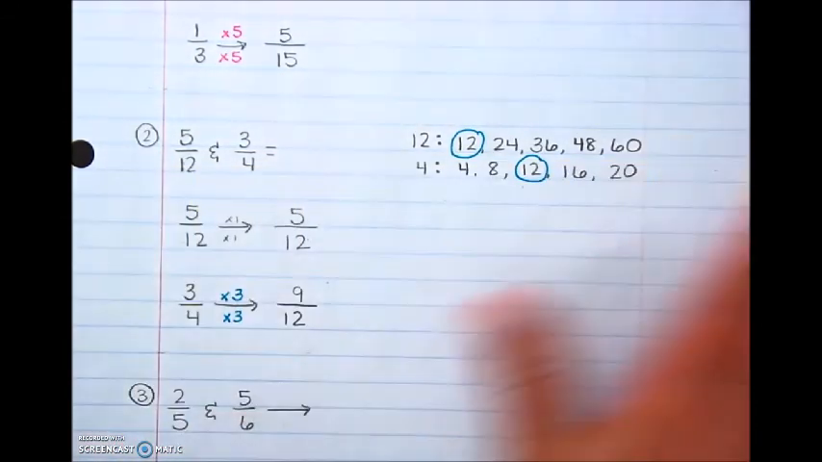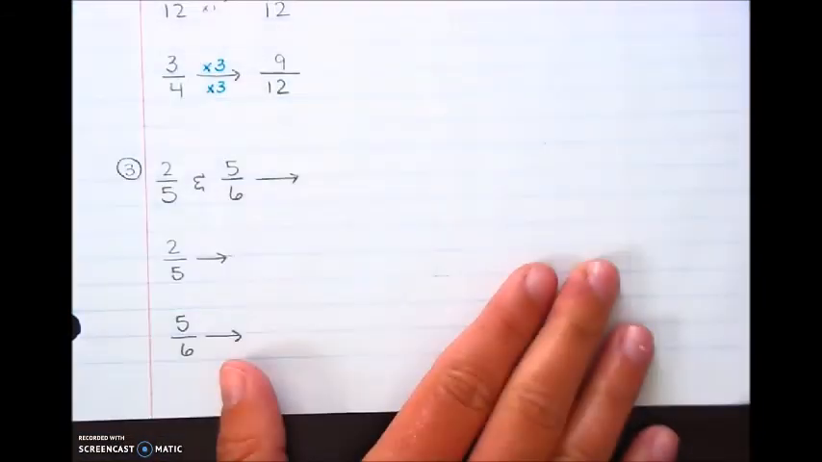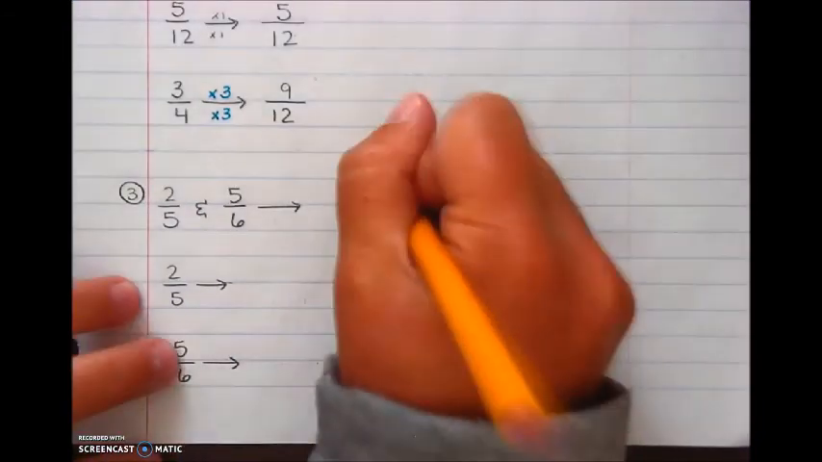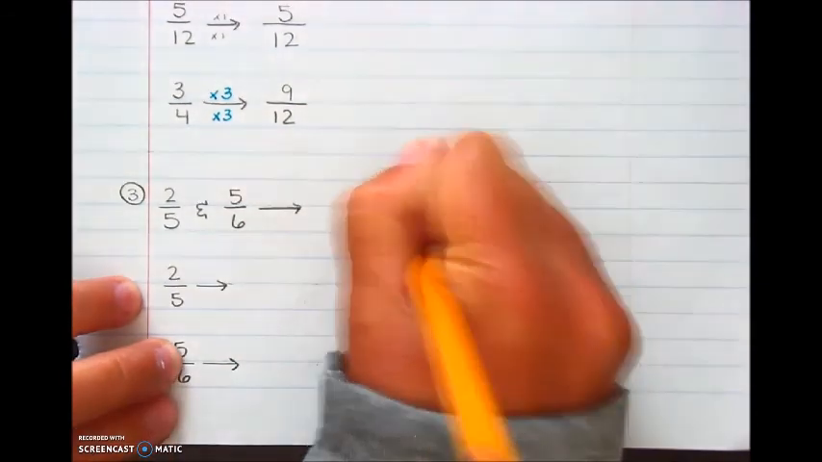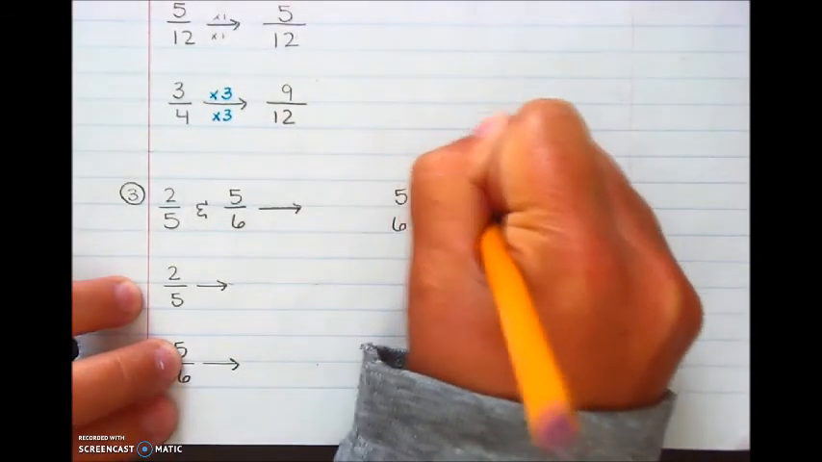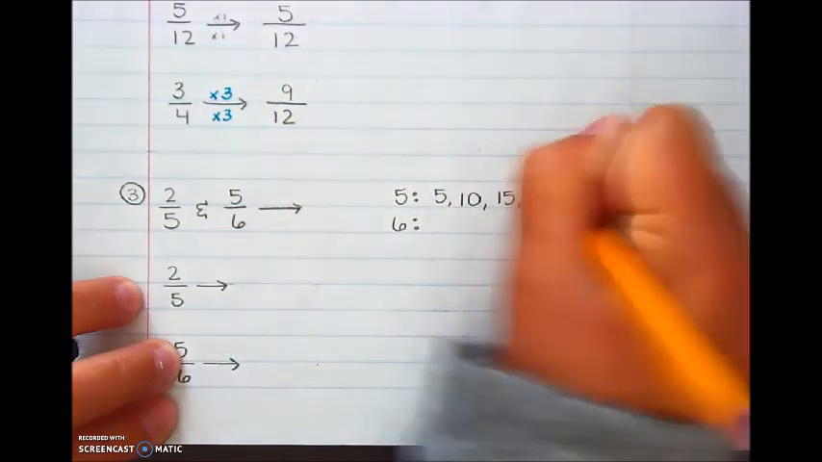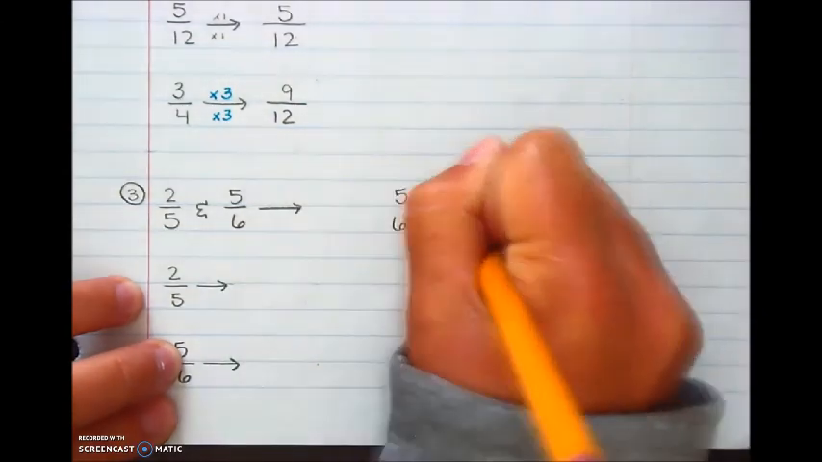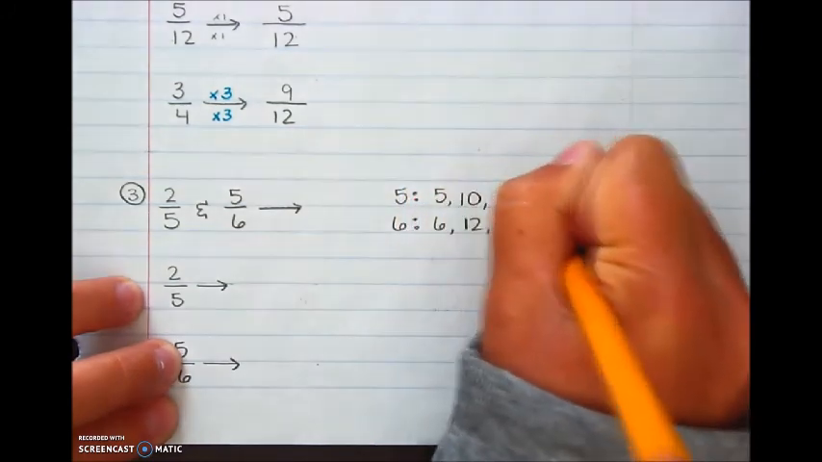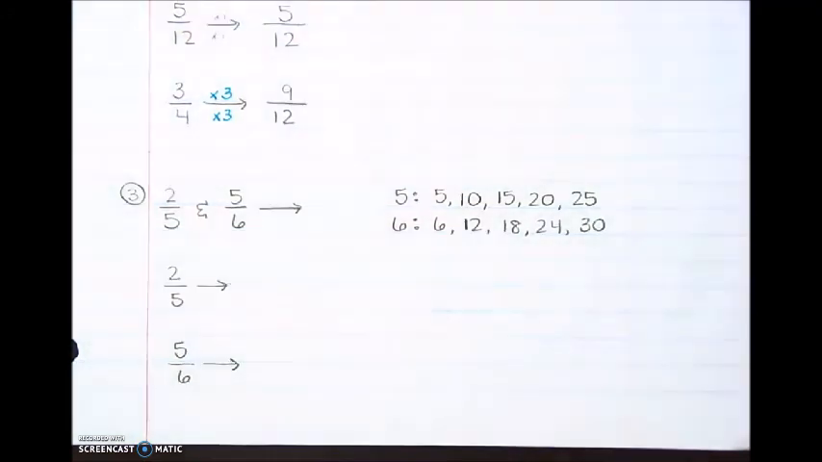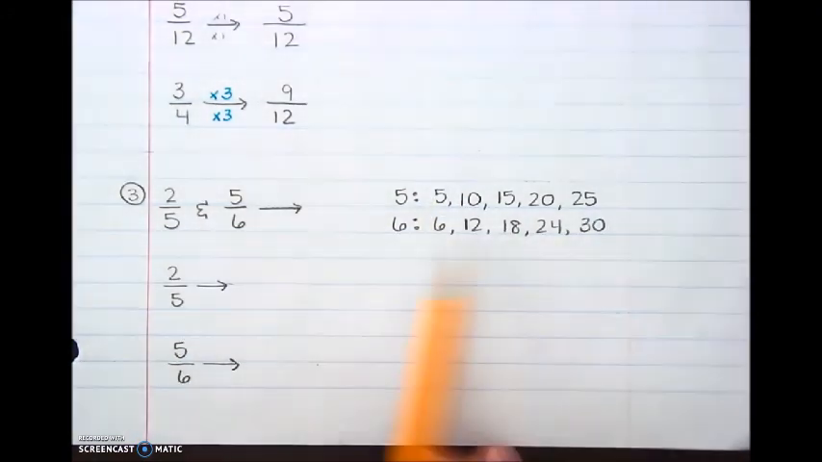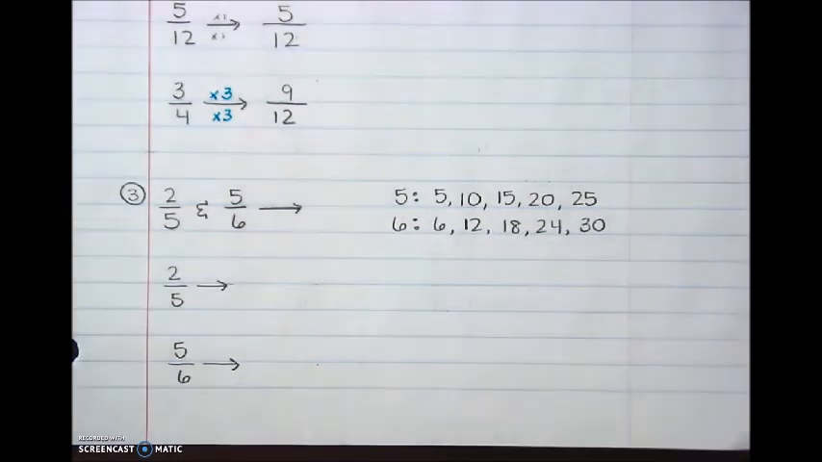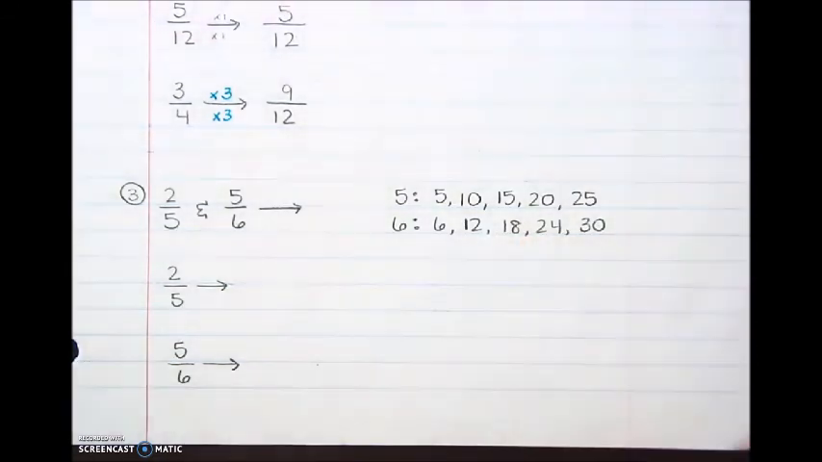Let's take a look at one final example. This time I have 2/5 and 5/6. Again, list out my first 5 multiples of 5 and 6. So 5, 10, 15, 20, 25, and 6, 12, 18, 24, 30. Remember how I said most of the time the first 5 multiples will work? In this particular example, the first 5 multiples don't share anything in common. When you don't share anything in common, that doesn't mean that you're done. It means you need to try a couple more multiples.